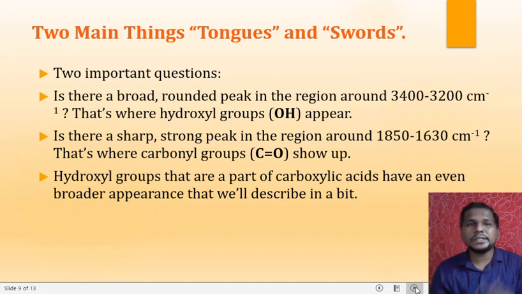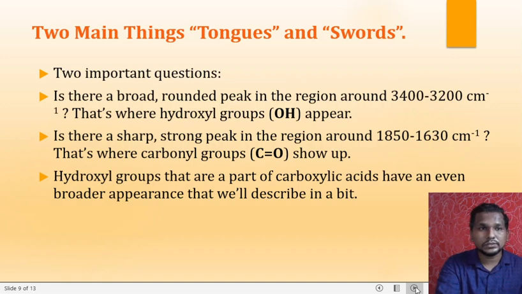Apart from that, two main things: tongues and swords. What are these tongues and swords? Whenever there is an IR spectrum regarding the hydroxyl group, the peaks appear in the region 3400 to 3200 centimeter inverse. As for the carbonyl group, it shows up within the region of 1850 to 1630 centimeter inverse, or the wave number.